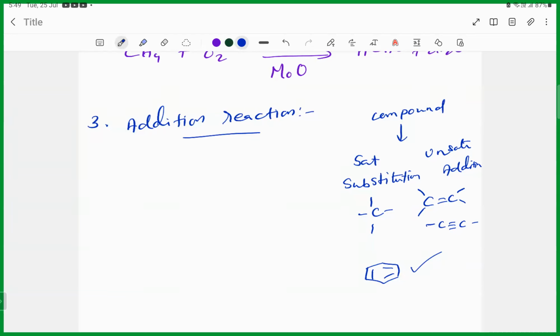So the compounds undergoing addition reaction are called unsaturated. Compounds undergoing substitution are saturated. Though it contains a double bond or triple bond, if the compound undergoes substitution at a faster rate than addition, then the compound is known as saturated. For addition, we can say it is unsaturated. Is it clear?